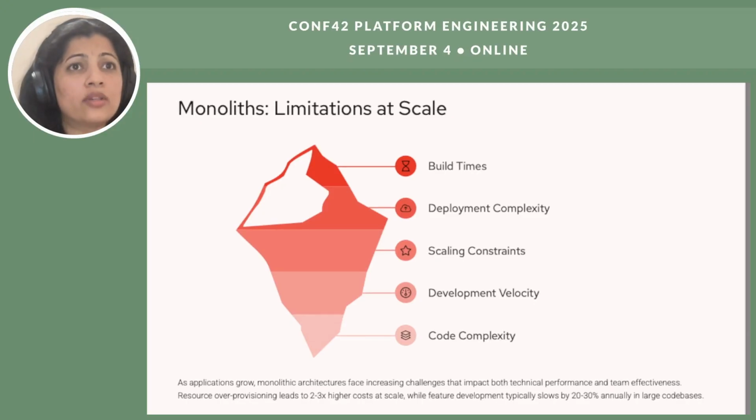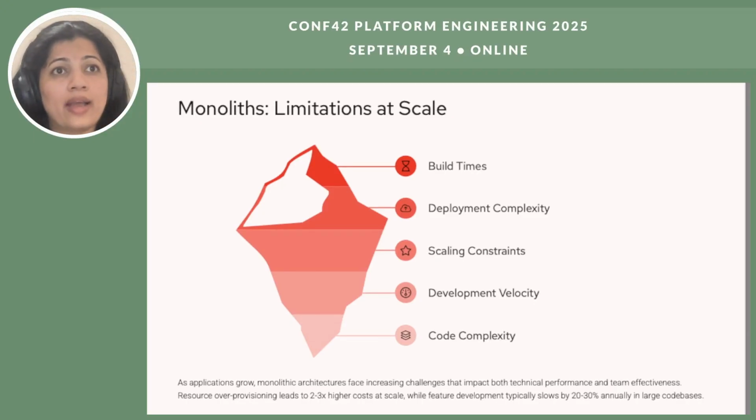But monoliths do have some limitations. As applications grow larger, monoliths become harder to manage. Resource over provisioning can lead to costs that are 2 to 3 times higher. Development speed slows down by 20 to 30% each year in a large complex code base. And this is where the balance tips and microservices begin to offer clear advantages.